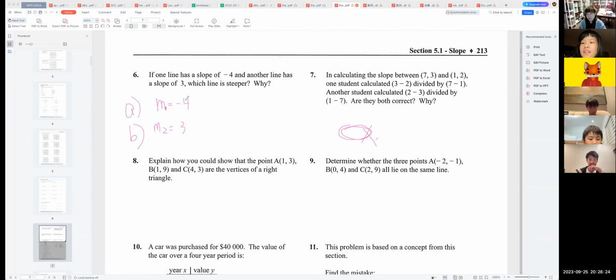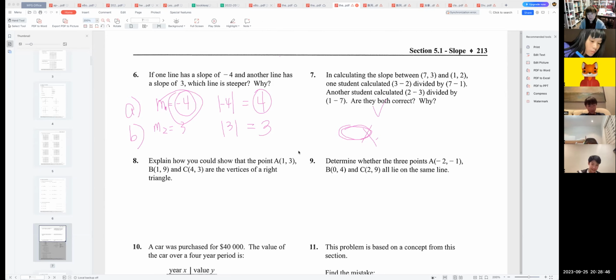OK, so let's take a look at this one. Remember, last class I told you, when the absolute value of m is bigger, it is more steep. So -4, the absolute value is 4. 3, absolute value is 3. So 4 is steeper. So A is the right answer. Get it, everybody? Okay, good job.